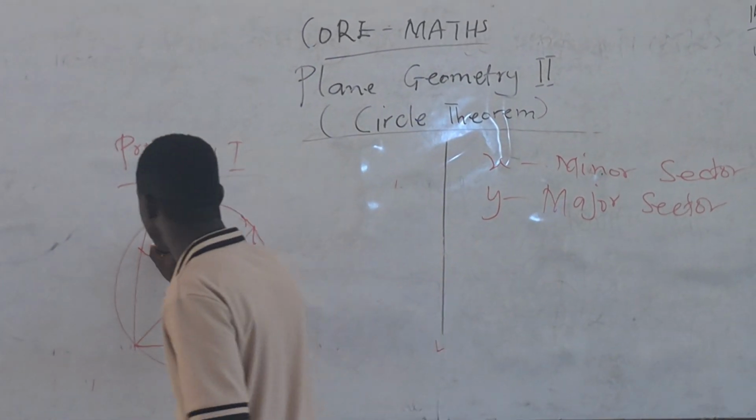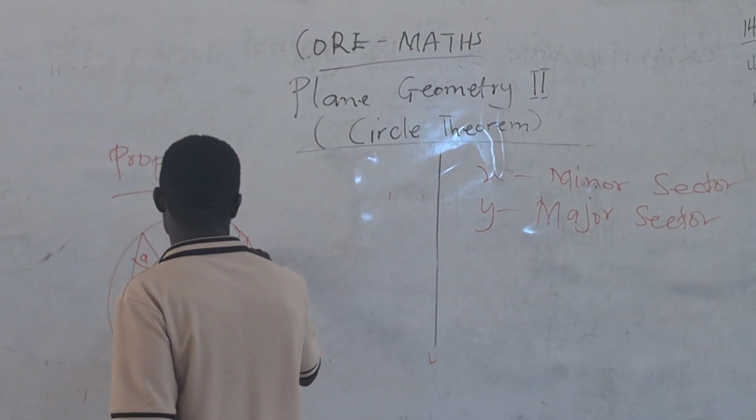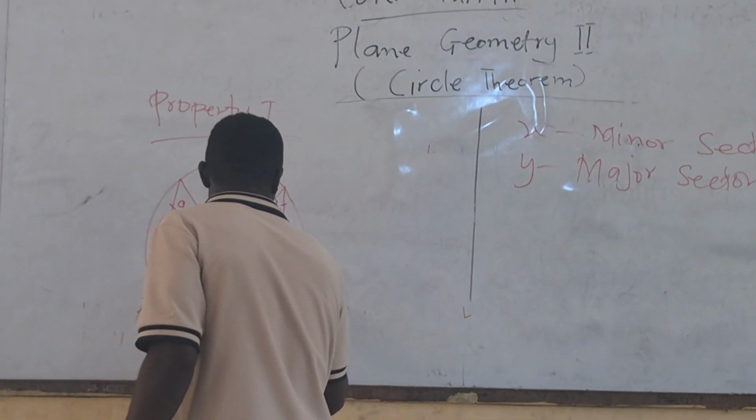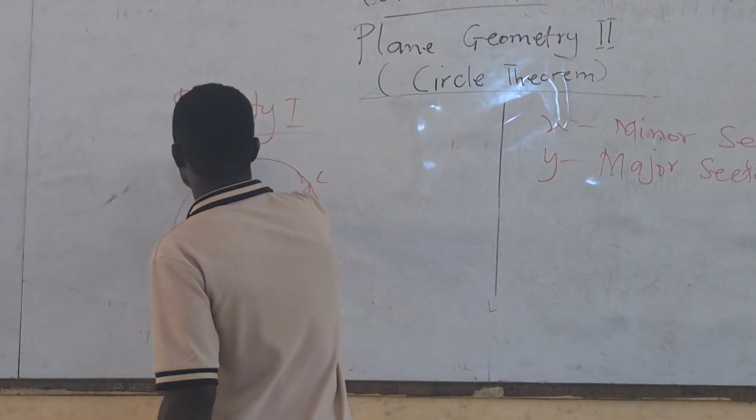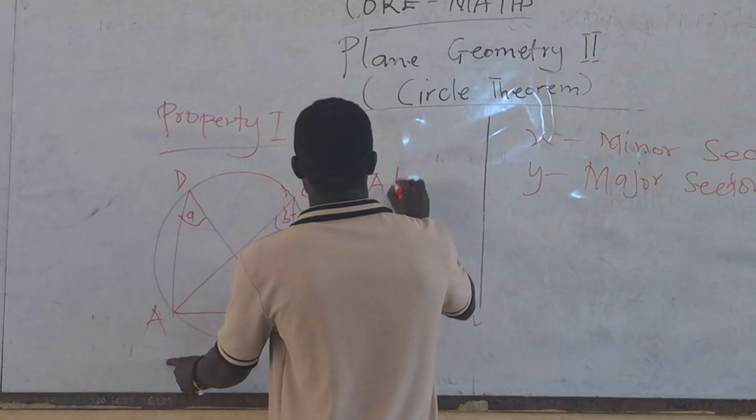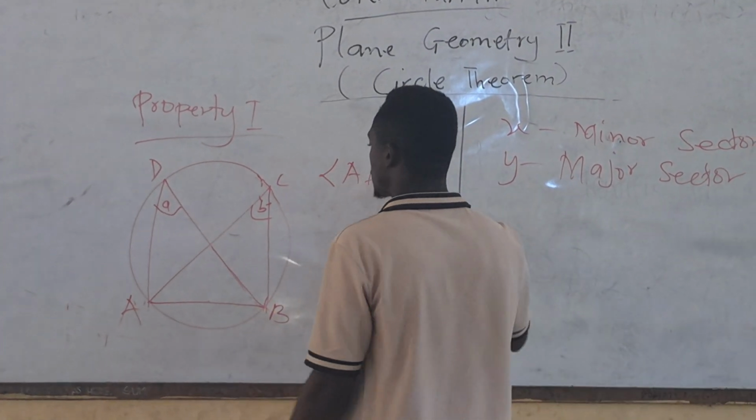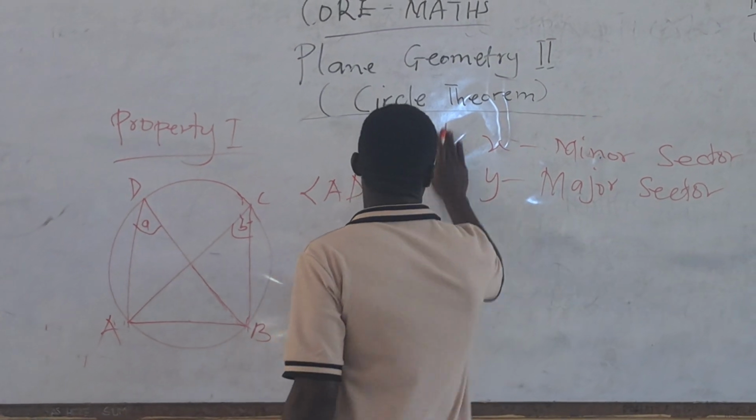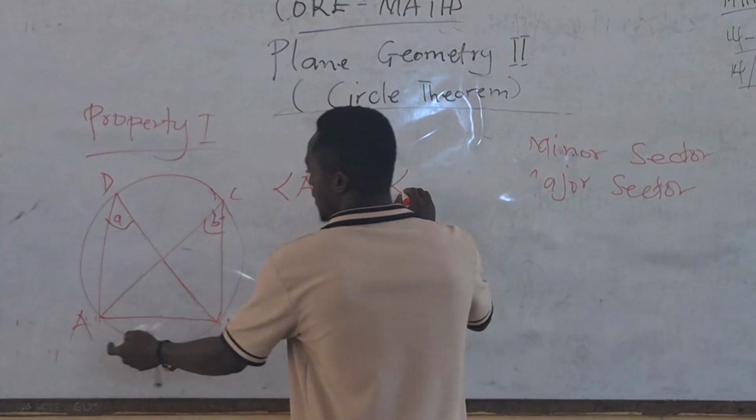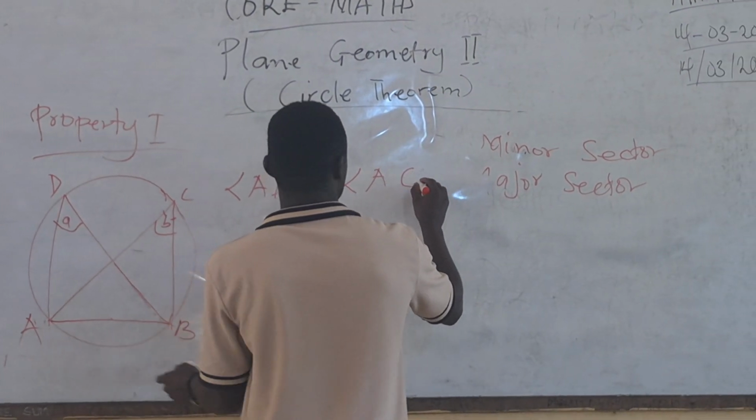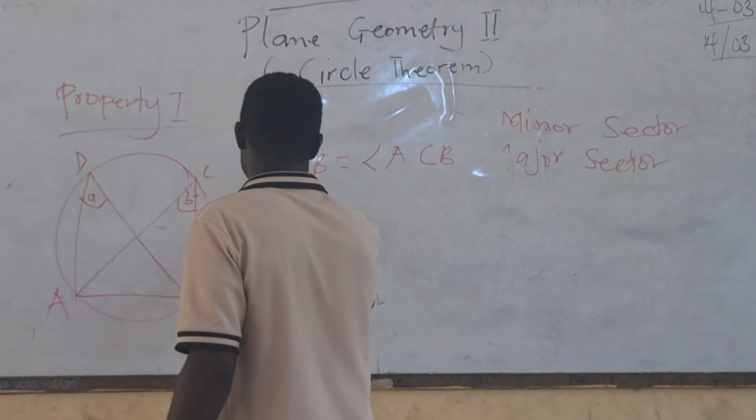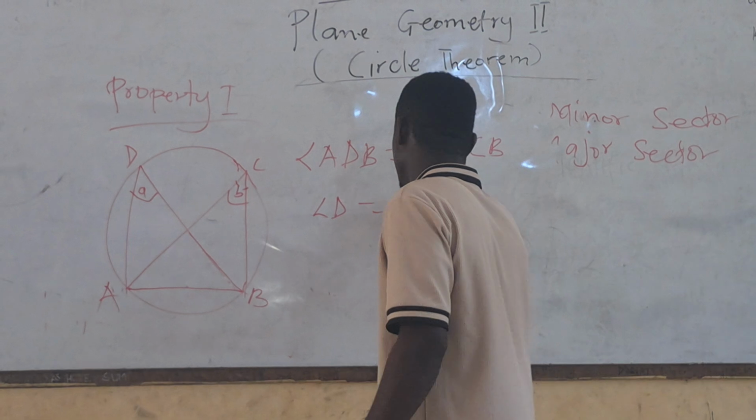So when you have an angle A here, and let's say angle B, so let's say A, B, C, D. Therefore, we can say that angle ADB is equal to angle ACB. Therefore, we can conclude by saying that the angle D here is equal to the angle C.